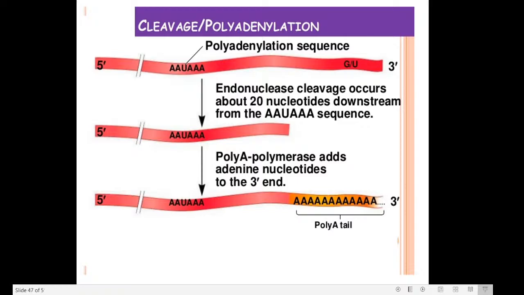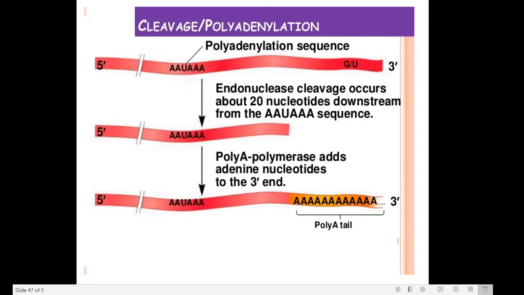Poly means multiple, and adenylation means addition of A at one end, addition of one similar nucleotide. So in the first step of polyadenylation, the endonuclease cleaves at 20 nucleotides downstream.